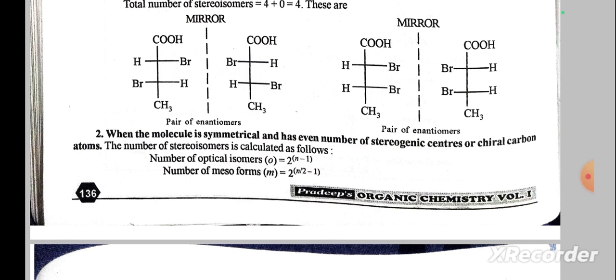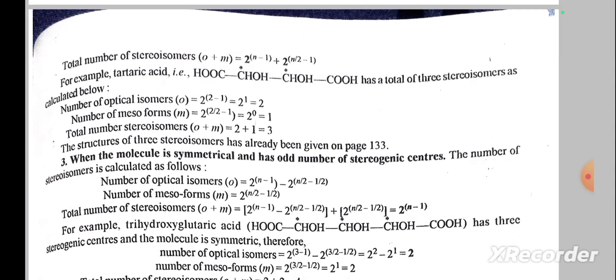Second, when the molecule is symmetrical and has an even number of stereogenic centers or chiral carbon atoms, the number of stereoisomers is calculated as follows. The number of optical isomers is equal to 2^(n-1) and the number of meso forms is 2^((n/2)-1). The total number of stereoisomers is equal to 2^(n-1) + 2^((n/2)-1). For example, tartaric acid has a total of 3 stereoisomers, as calculated below.